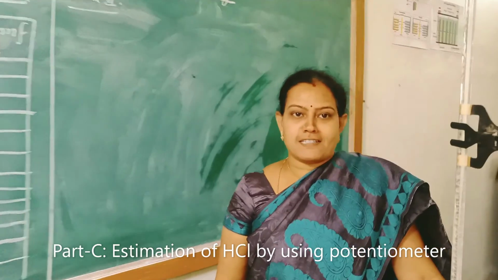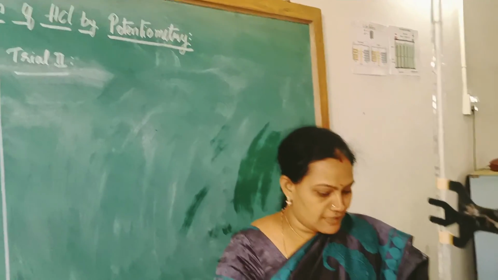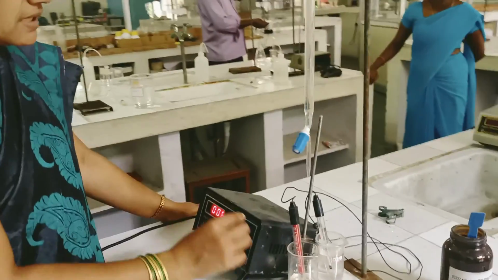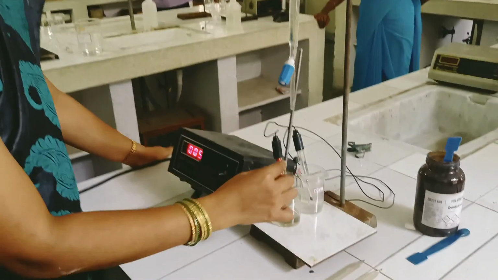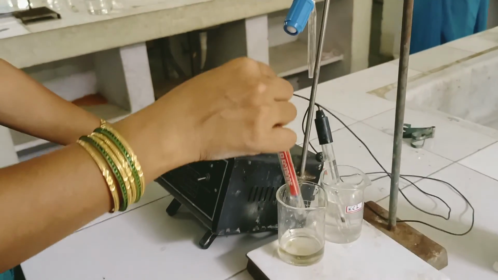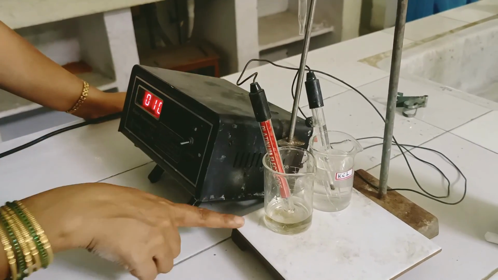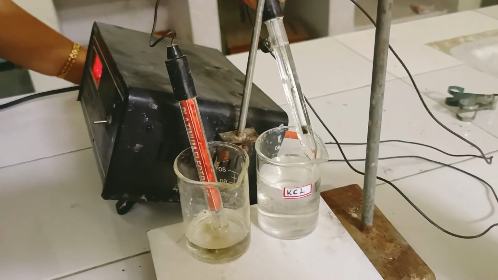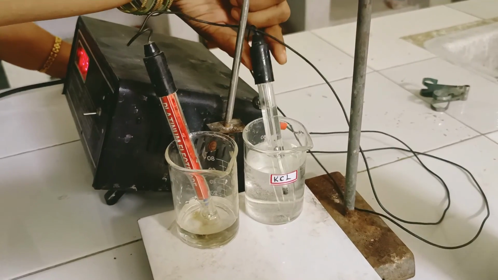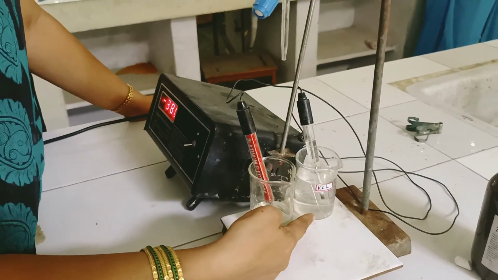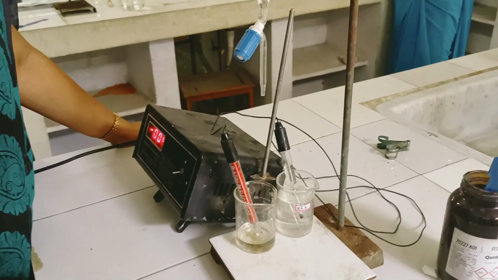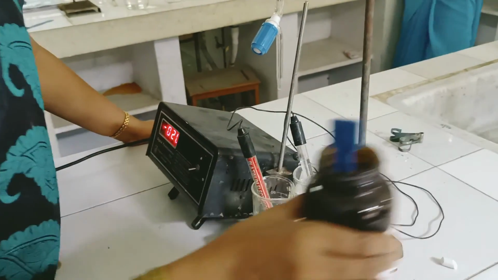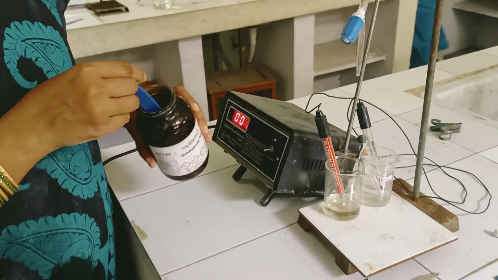So students, let's start with the estimation part of HCl using the potentiometer. I have the potentiometer connected to two electrodes. You have two terminals connecting the two electrodes. One is the platinum electrode, which I have dipped in 20 ml of HCl, and the other electrode, the calomel electrode, which is considered to be the reference electrode, is dipped in saturated KCl solution. Now I need to add a pinch of quinhydrone to this.